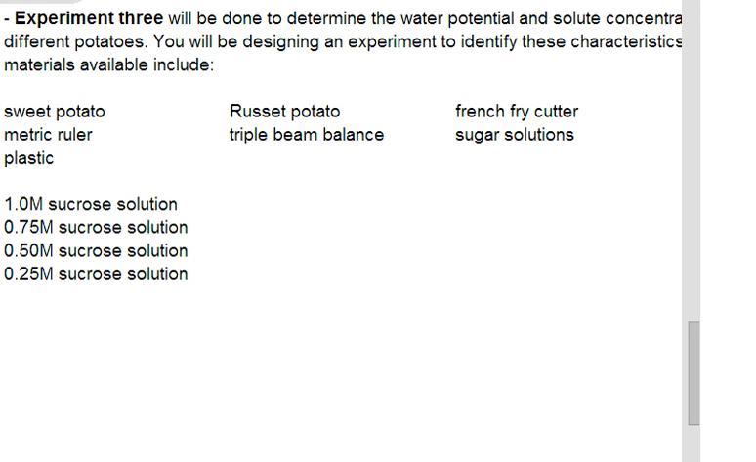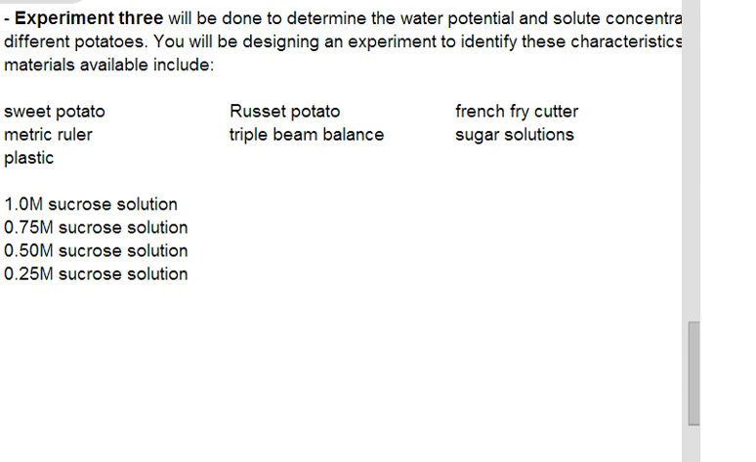Experiment 3 will be done to determine the water potential and solute concentration of different types of potatoes. You're going to have sweet potato and you're going to have a russet potato. You will be designing an experiment to determine these characteristics. Now, if you want to know what water potential is, I am also going to put a video on water potential from Bozeman Science, so please make sure you take a look at that.